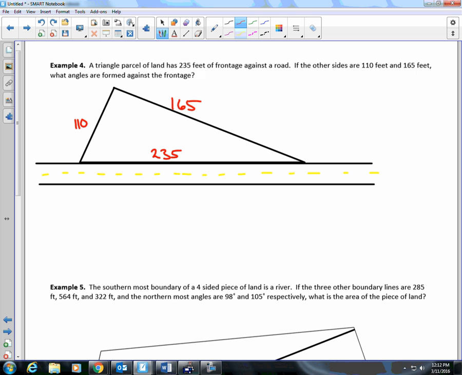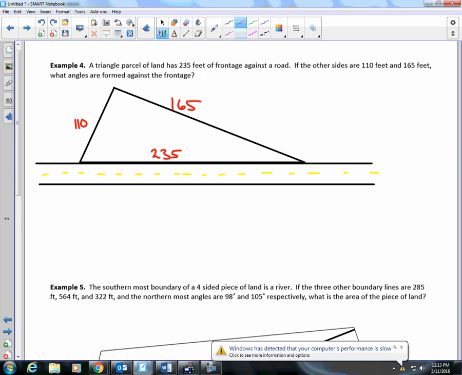Side, side, side. So, law of cosines. What angle should I start by finding? Opposite what? Why? I want to find the largest angle, right? Because if there is an obtuse angle, I want to force it out. Does cosine know the difference between acute and obtuse? Yes, it does. So therefore, I can use the law of cosines.